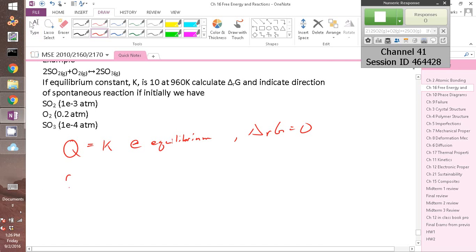So Q is going to be equal to products over reactants. So it's going to be the partial pressure of SO3 squared, because there's a coefficient of two right there. And then we've got the partial pressure of O2, that's just to the 1, multiplied by the partial pressure of SO2, that's going to be squared. And we have values for these things. So it's going to be 1 e to the negative 4. They're in atm, so we're fine to use them. 0.2.